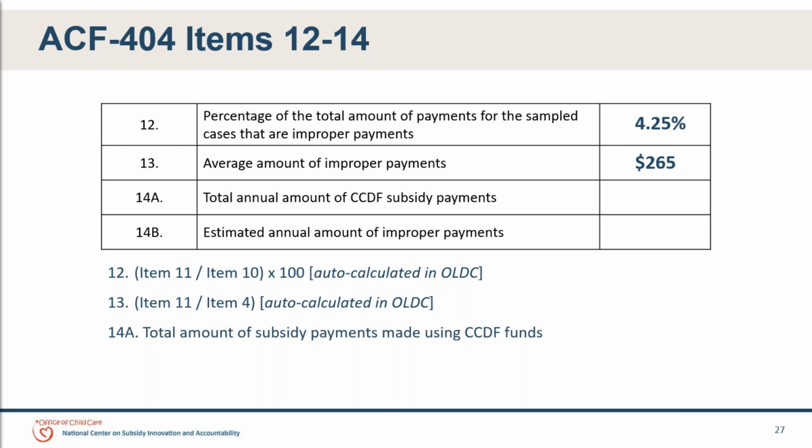Right, moving on to 14A, this is the total amount of subsidy payments that were made using CCDF funds over the whole 12-month review period. This includes all children, not just the sample. So this is going to be a large number. Back in your SSAT, we asked you how you're going to come up with this number. So hopefully you all have figured out how you're going to pull this. Again, if you need any technical assistance, feel free to reach out to us. But again, it's going to be a big number. We're going to say a little over 54 million for our state.